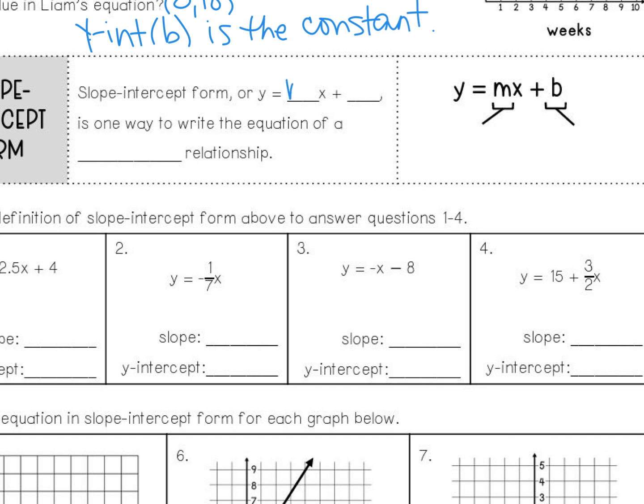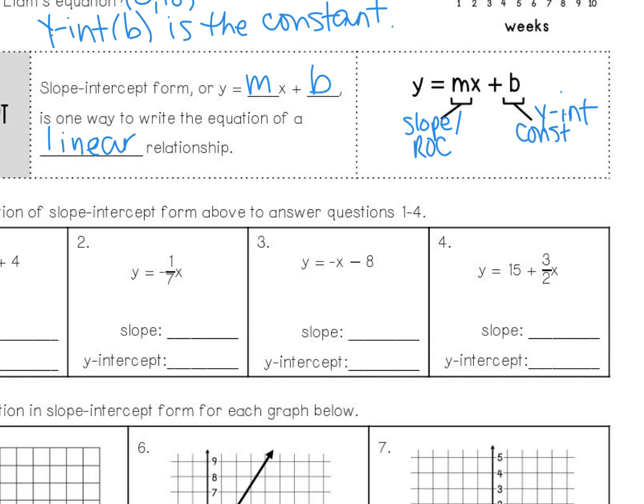Slope-intercept form, or y equals mx plus b, is one way to write an equation of a linear relationship. Linear. That means that it makes a line when we graph it, which means, okay, so m is our slope, our rate of change. Those are the words that tell us that. And our b is our y-intercept. It is our constant. Other words you might hear for this: beginning, start, right? B for beginning.